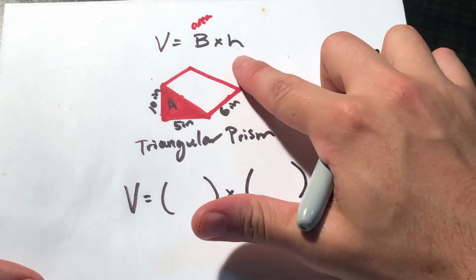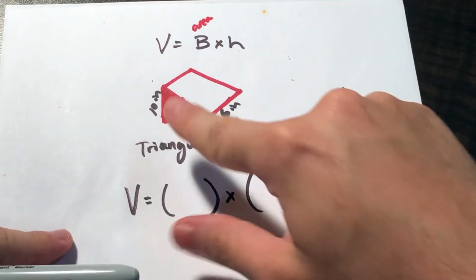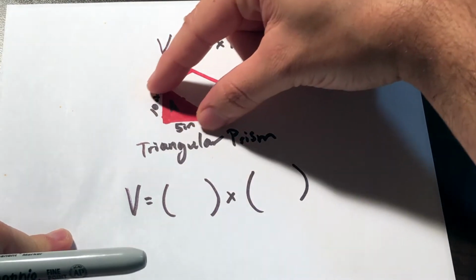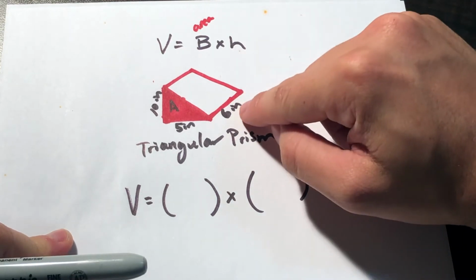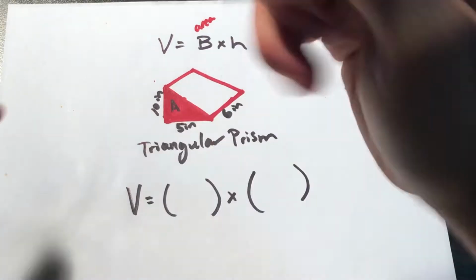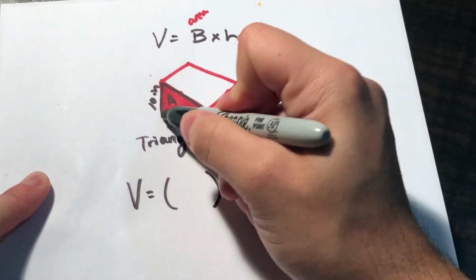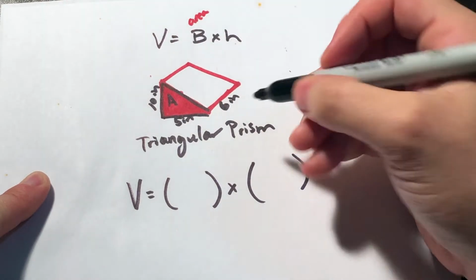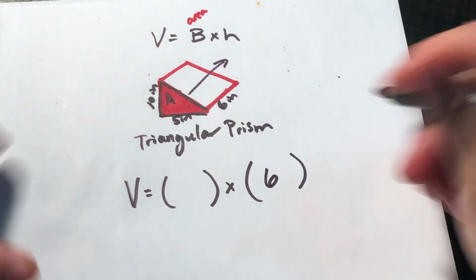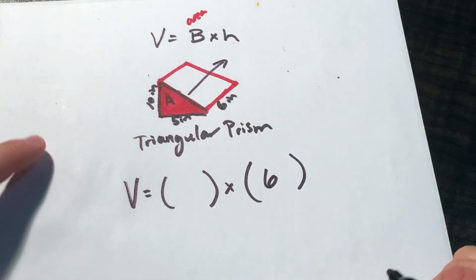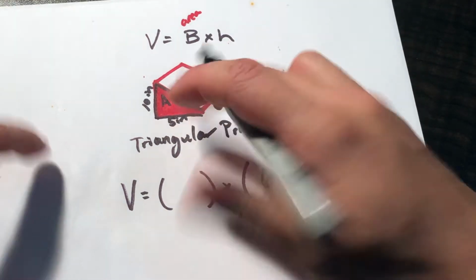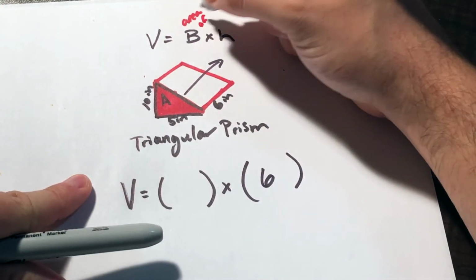Now, I think we know what the height is already. Remember we just said it's the base and how much it was stretched that way. So how much was this triangle stretched in that direction? How many inches was this triangle stretched across that way? Exactly, 6 inches. So the height is 6. The only thing we need to really kind of figure out is how do you find the big B? Okay, one more time. Big B stands for area of the base.